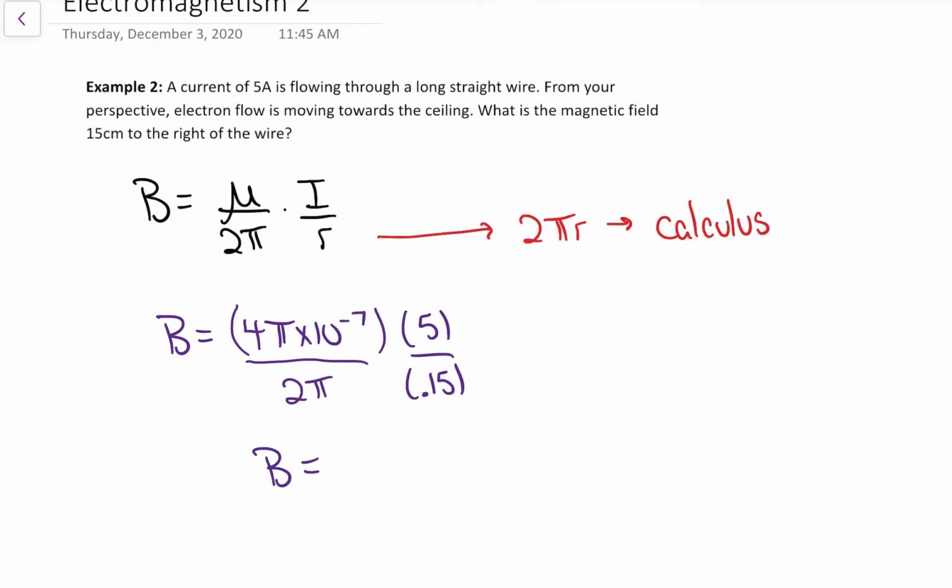Doing the math on that, when I crank that out, we get a small number, 6.7 times 10 to the negative 6, and that's a number in teslas. That's part of the answer.